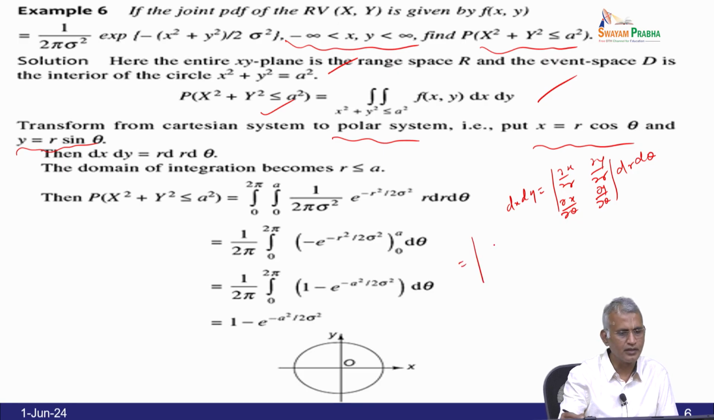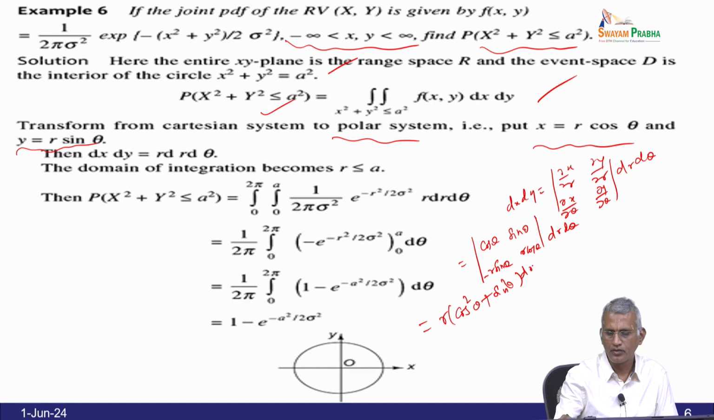So x equal to r cos theta. Differentiating x with respect to r gives cos theta, and differentiating y with respect to r gives sin theta. Differentiating x with respect to theta gives minus r sin theta, and y with respect to theta gives r cos theta, into dr d theta. The determinant expanded is r into cos square theta plus sin square theta into dr d theta, which is equal to r dr d theta. So this is the answer if you use r dr d theta in the Cartesian to polar conversion.